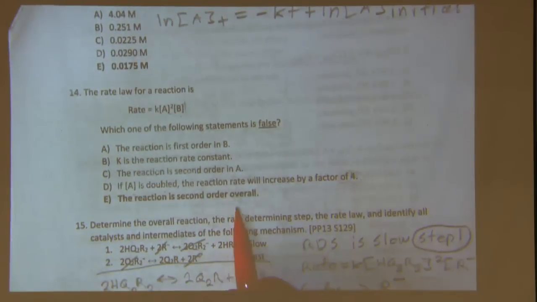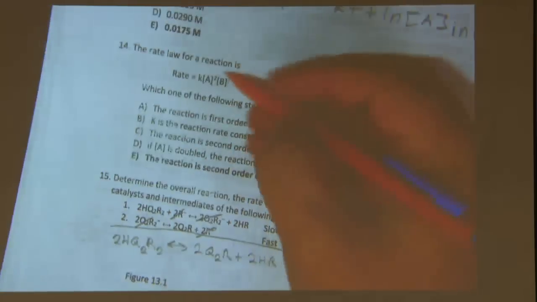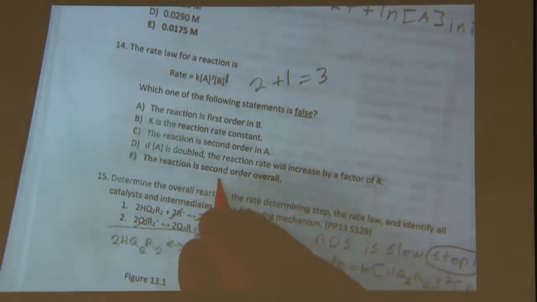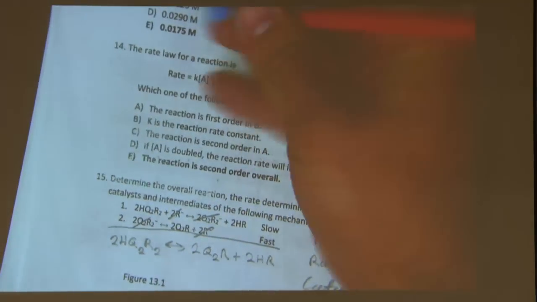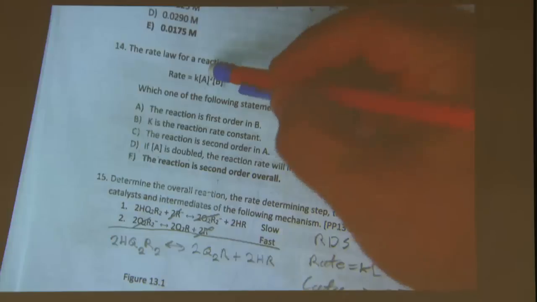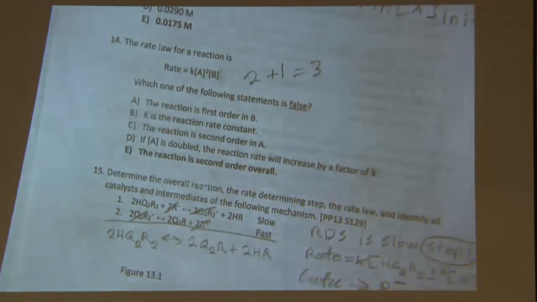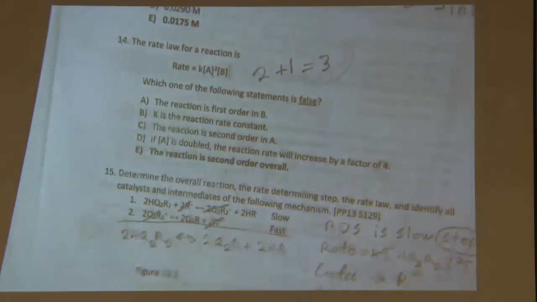This is the one that's wrong. The reaction is second order overall. Remember that overall order means you add the reactant orders. That means 2 plus the 1 here, which should be 3, not 2. The reason this is tricky is that you might forget there's a 1 up here, and think it's 2 plus 0. But it's actually 2 plus 1, making it third order overall. So this is wrong. It's not second order overall.